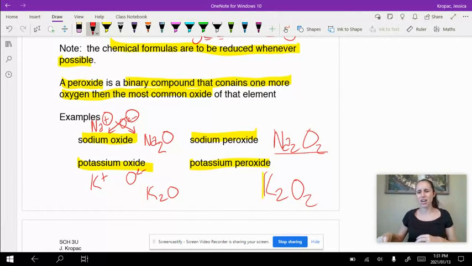So peroxides are kind of one of those tricky ones. It's new, but it's not that hard. All you're doing is you're adding one oxygen to what you would expect to see.